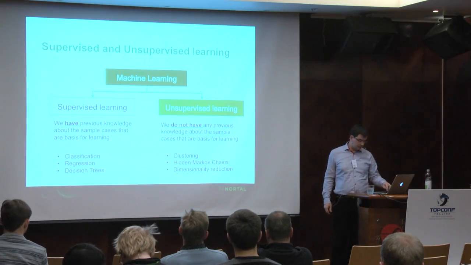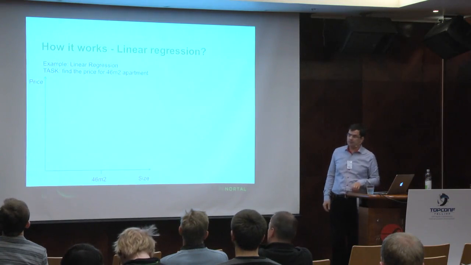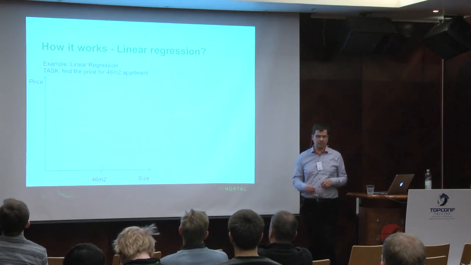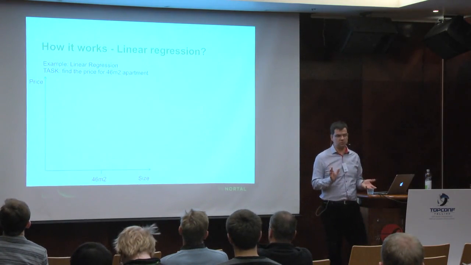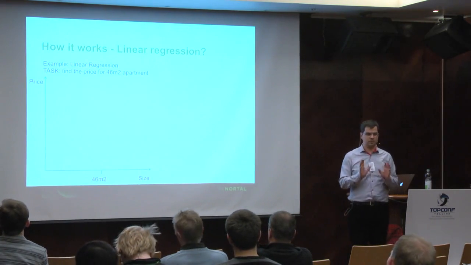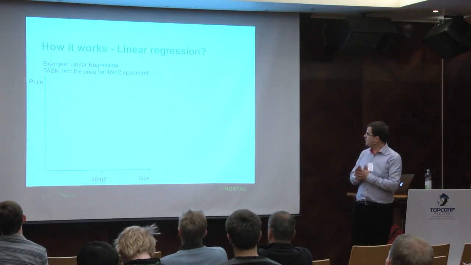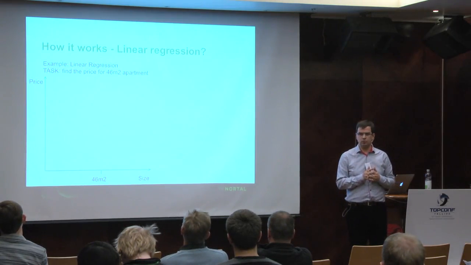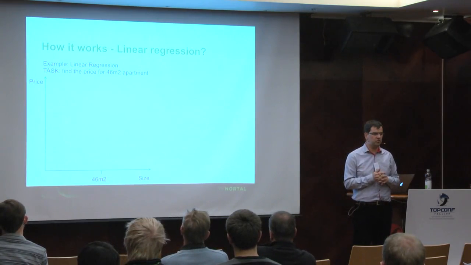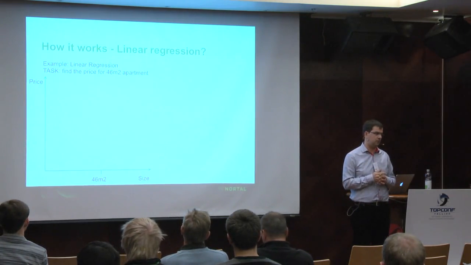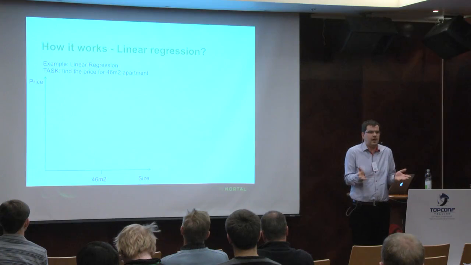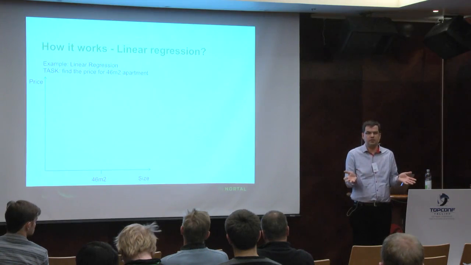Just to visualize this, I have the first and the most simple example of machine learning. It may sound a stupid example, but it's just about the principle. Let's assume that we are asked to tell what the price is for a 46 square meter flat or apartment. If we had an equation for that, we could do that. But unfortunately, we don't have one.